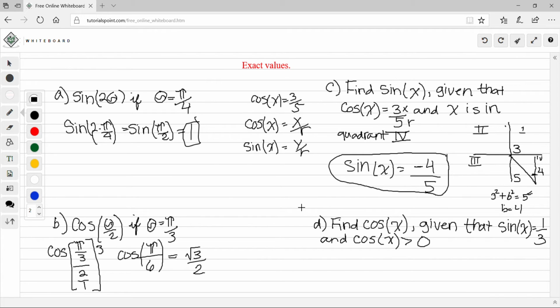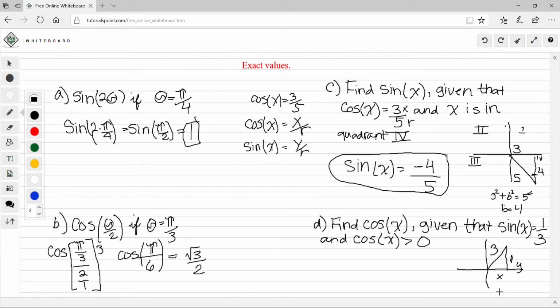Now let's do D. We are given cosine alpha, given that sine alpha equals 1/3, and alpha is greater than 0. So what I could do is draw my triangle. It's in quadrant 1, so our sine alpha is 1 over 3, so here's our x value and here's our y value. So sine is 1, and then our radius is 3, right? Because sine alpha is y over radius.